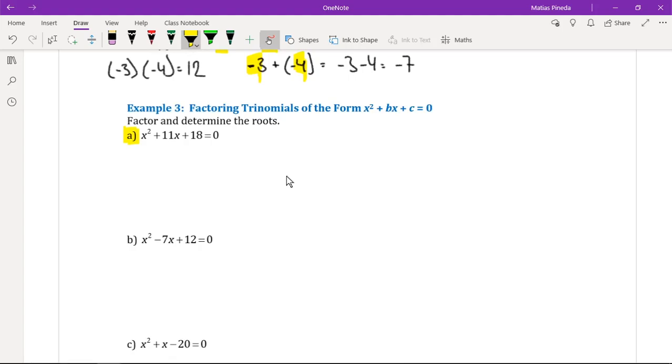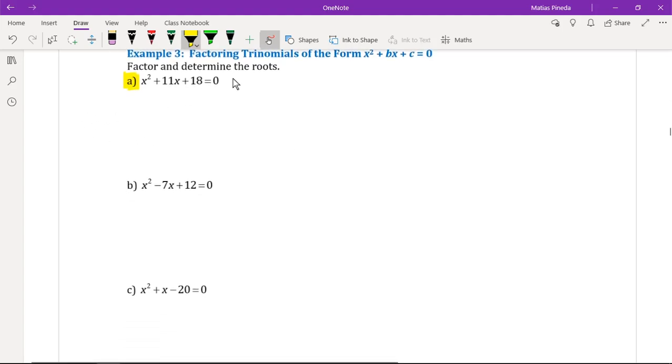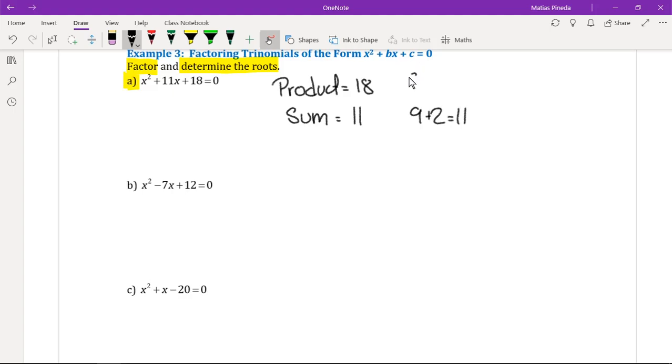In example 3a, they're asking us to factor and determine the roots of the following quadratic equation. We're going to factor this by finding two numbers that, when multiplied, their product is 18, and when the two numbers are added, their sum equals 11. So 9 plus 2 equals 11, and 9 times 2 equals 18. So the two numbers are 9 and 2.